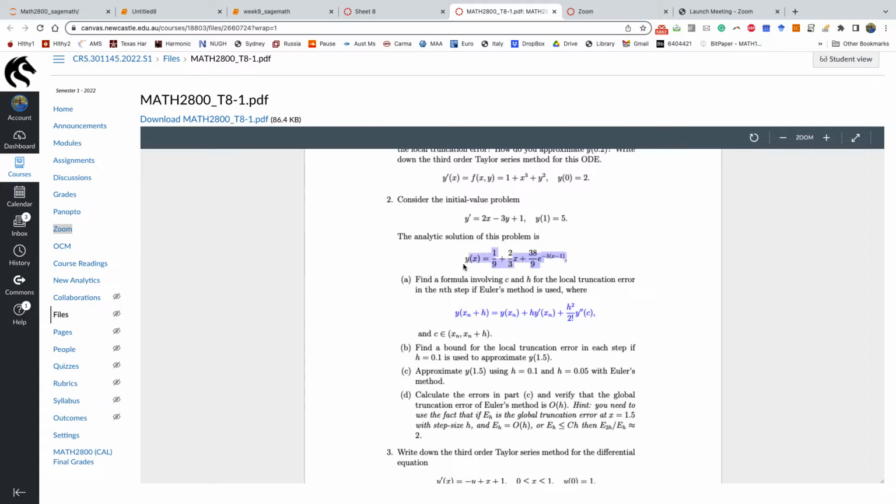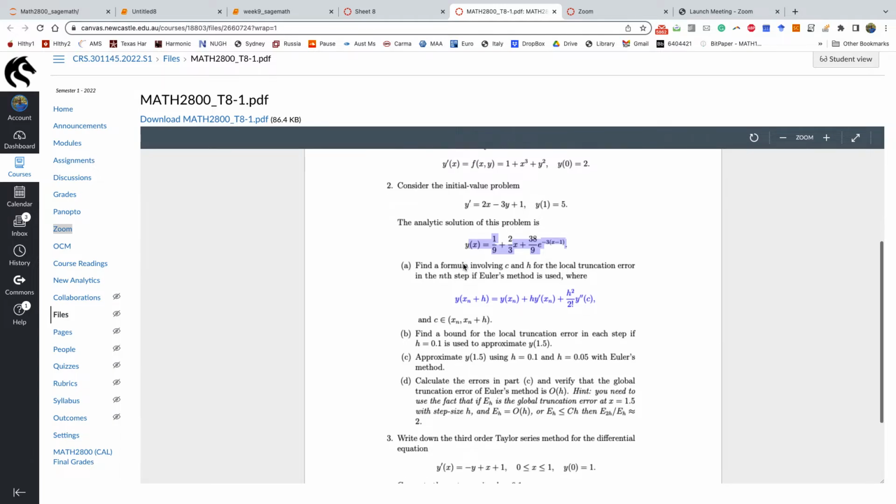At the same time, I'm writing on the Zoom: y of x equals 1/9 plus 2/3 x plus 38/9 times exponential of minus 3 times (x minus 1).